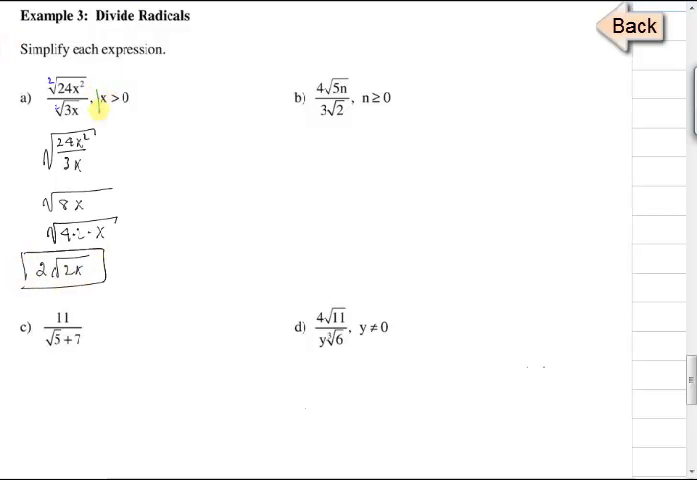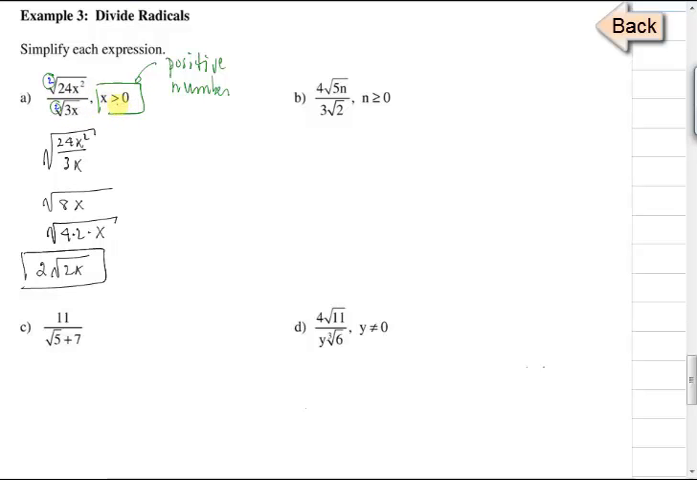Now, let's take a look at our restriction. When we say that x is greater than 0, we mean that we have a positive number. Now, that's important when we have an even index, right? Because you can only square root a positive number. And so we have to indicate that whatever number x is, it must be positive.